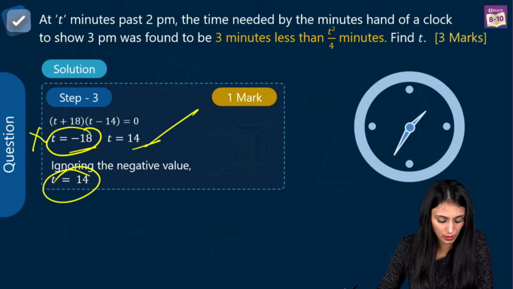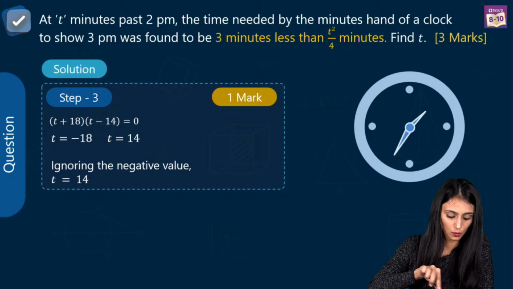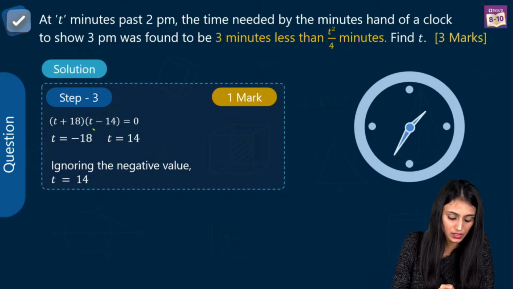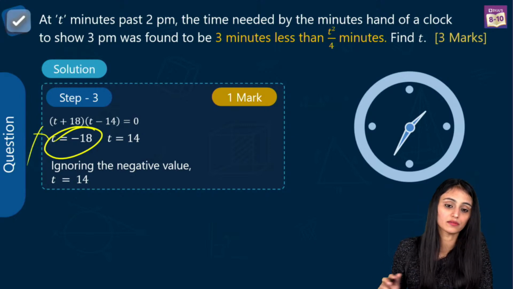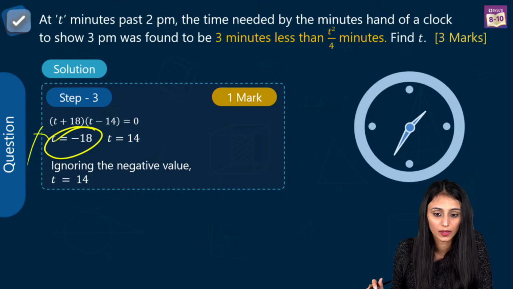Adarsh, doubt in third step. This is the third step. What doubt do you have? Why are we not considering minus 18? Is that what you want to ask? See, time can never be negative. That's why we'll not consider this value.